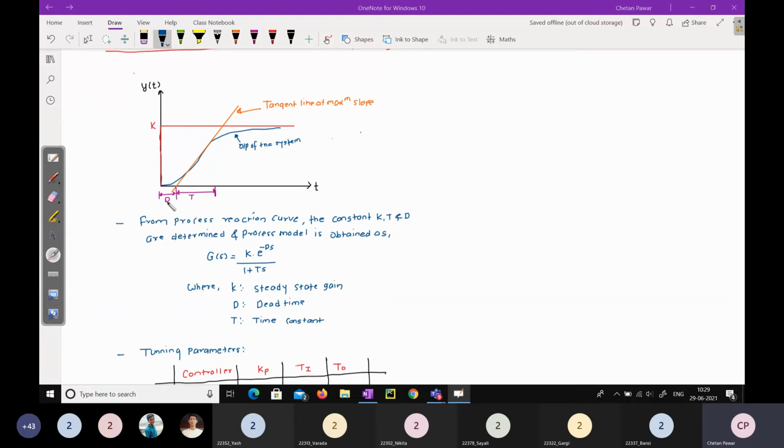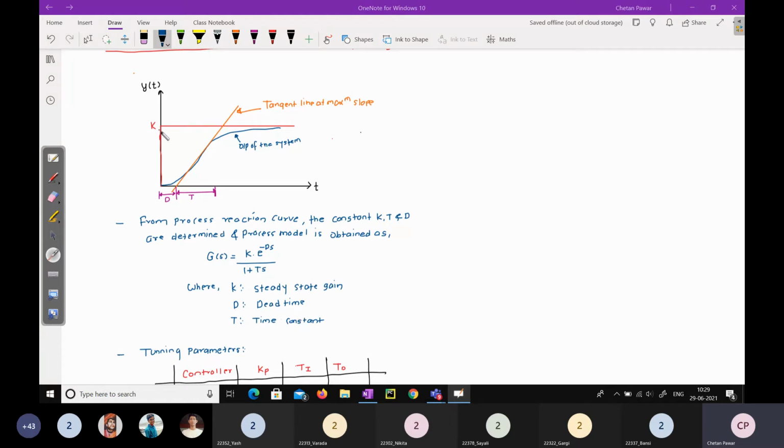So we got D and T, and we know the value of K, whatever the input we are applying. Using these three parameters, the system transfer function is modeled. The transfer function will be K into e raised to minus Ds upon 1 plus T into s, where K is the steady state gain, or the unit step amplitude you are applying. D is the dead time and T is the time constant.